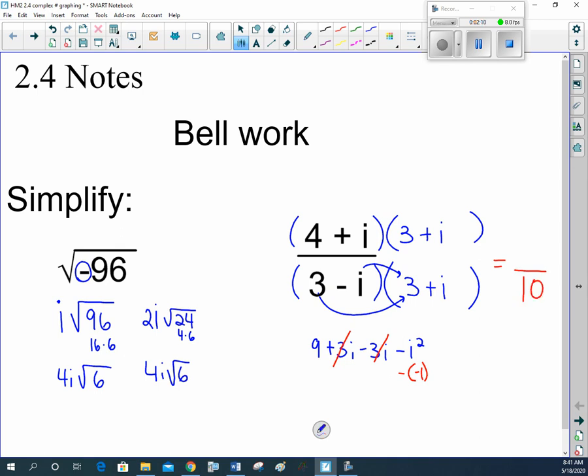Okay, let's finish the numerator. 4 times 3 is 12. 4 times i is 4i. i times 3 is 3i, and i times i is i squared. Remember, i squared is negative 1. So 12 plus a negative 1 is 11. And 4i plus 3i is 7i. So there's our answer.